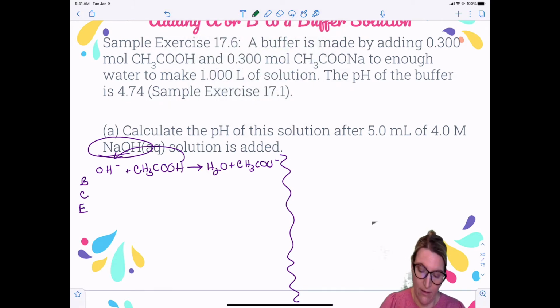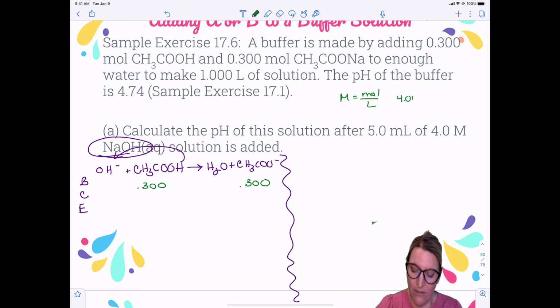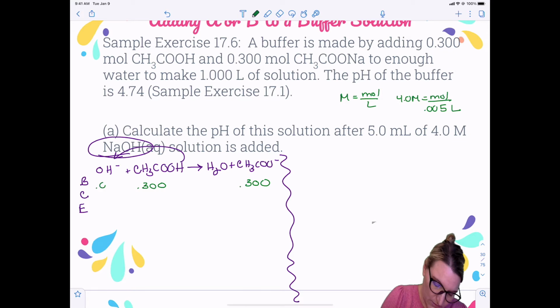So before, the problem tells me that I have 0.300 moles of my acid and 0.300 moles of my conjugate base. And because it says 5 milliliters of 4 molar, right, 4.0 molarity equals moles over 1.005 liters, I get 0.02 moles. Remember, this is all done in moles. 0.02 moles of OH minus.